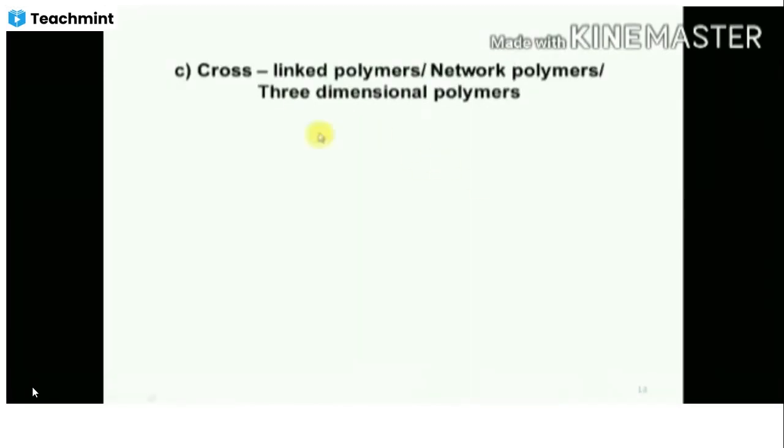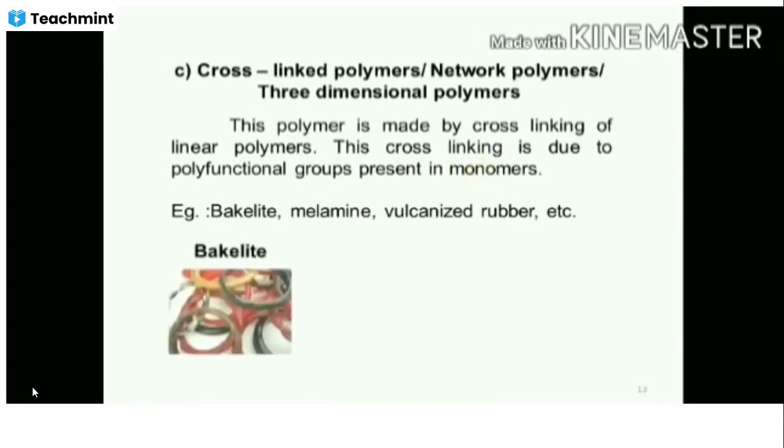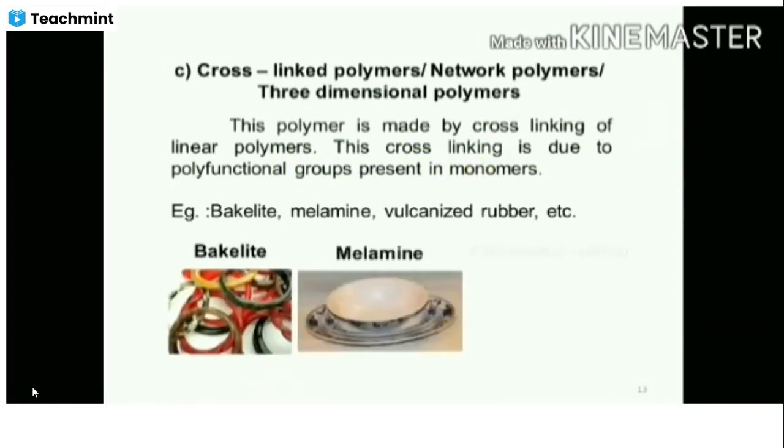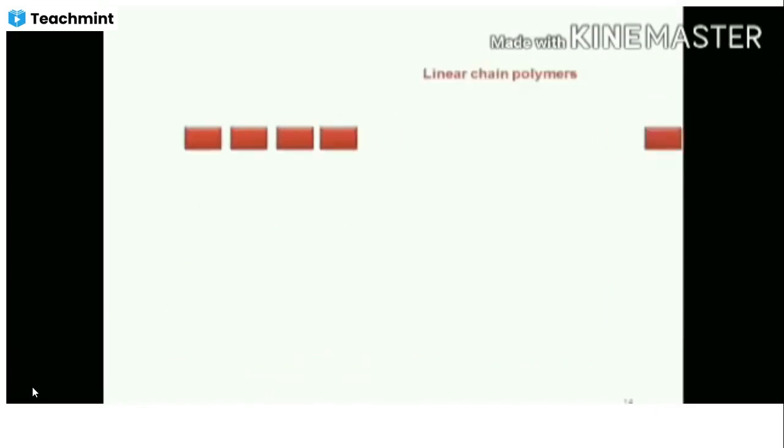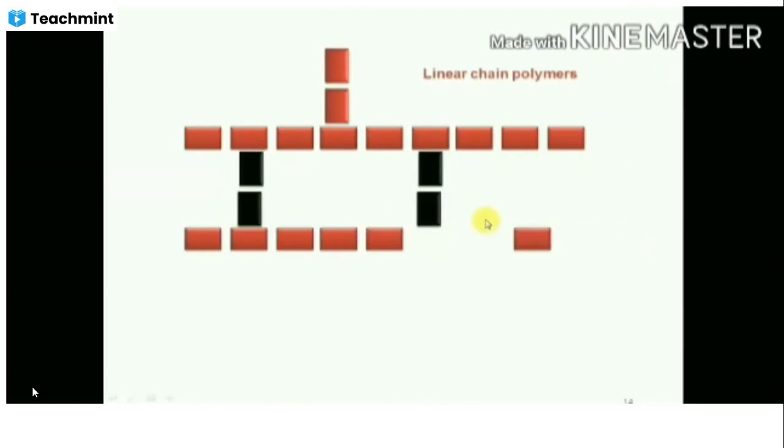Cross-linked polymers, network polymers, or three-dimensional polymers. This polymer is made by cross-linking of linear polymers. This cross-linking is due to polyfunctional groups present in monomers. Examples are bakelite, melamine, vulcanized rubber. This is the cross-linked polymers.